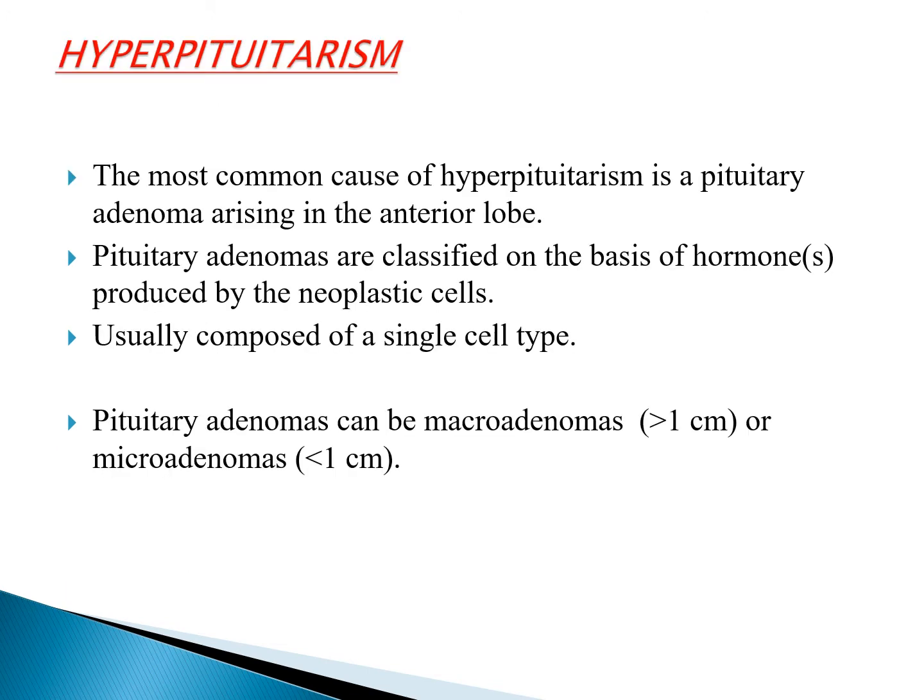Hyperpituitarism is defined as overproduction of the pituitary hormones. The most common cause of hyperpituitarism is pituitary adenoma, which is a benign tumor involving the pituitary gland, the anterior lobe. Pituitary adenomas are classified according to the hormone they produce, and usually they are composed of a single cell type. Adenomas can be macroadenomas, in which the size is more than 1 centimeter, or microadenomas, in which the size is less than 1 centimeter.